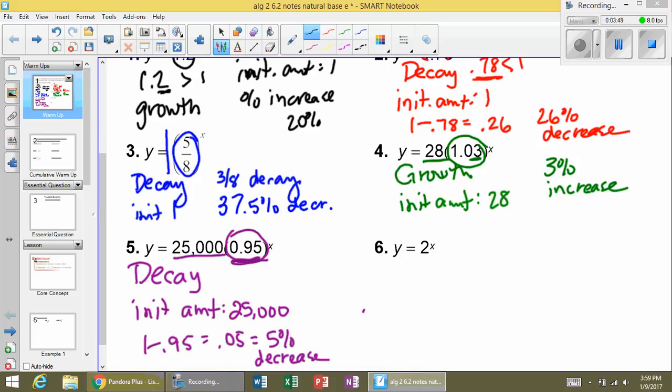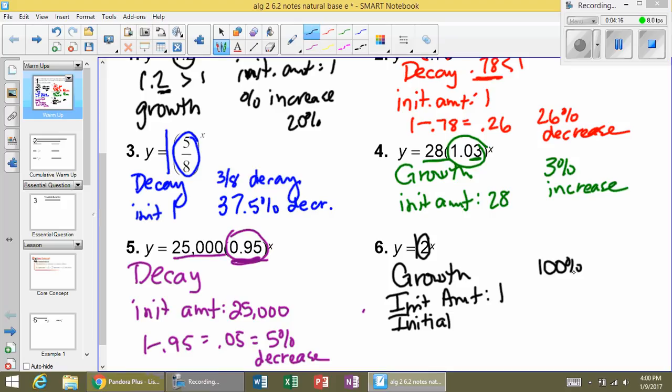And then on question number 6, our base is 2. So this is going to be growth. The initial amount is going to be 1 because that's the number in front of the base. And that really is supposed to say initial. And how much more is this? This is going to be 100% increase. Why 100% increase? Because 2 minus 1 gives us 1, and 1 as a decimal, or as a percentage, is 100%.